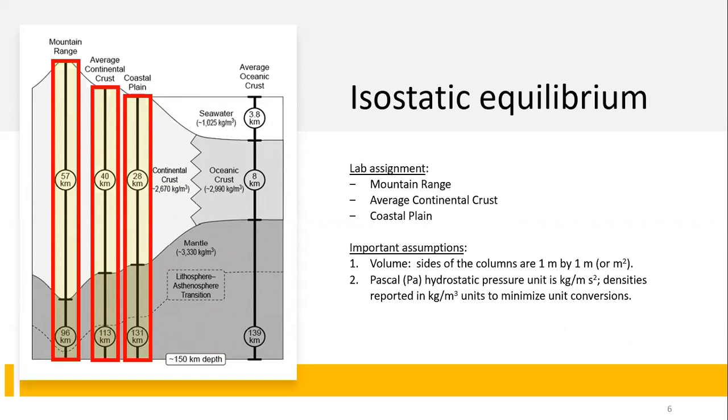In our conversion from pascals of hydrostatic pressure of kilograms per meter times second squared, we will simply report density in kilograms per cubic meter to minimize unit conversions. And thickness must be converted from kilometers to meters using the 1 kilometer to 1,000 meters ratio.